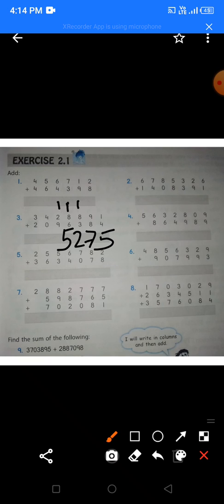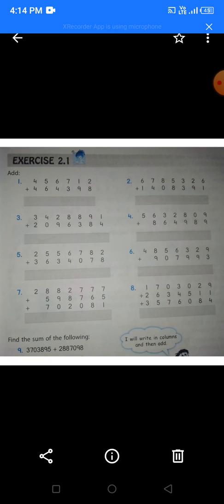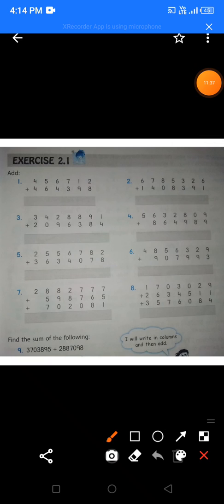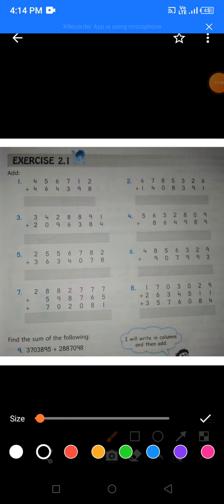Remember, my child, your numbers should be placed one under the other. Wait, I will just write it again. See how your number should be. Suppose this is your number. I'll use another color so that you come to know. Suppose this is your number. So ones, tens, 100, 1000, 10,000, lakh and 10 lakh. This is your number.